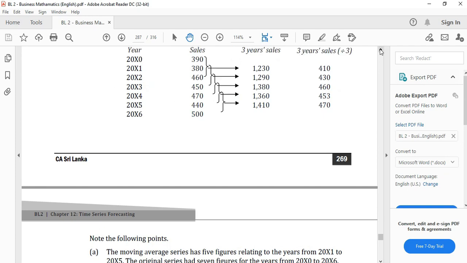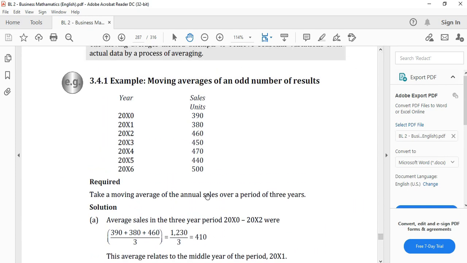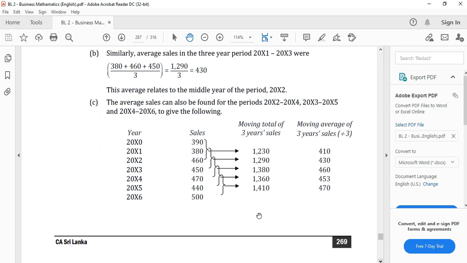Okay, let's try this question. They are saying this is the annual sales given for a period of years. Calculate the moving average of annual sales over 3-year periods. Since they need a 3-year average, you have to take the total of every 3 years and get their average. That's what you should do.